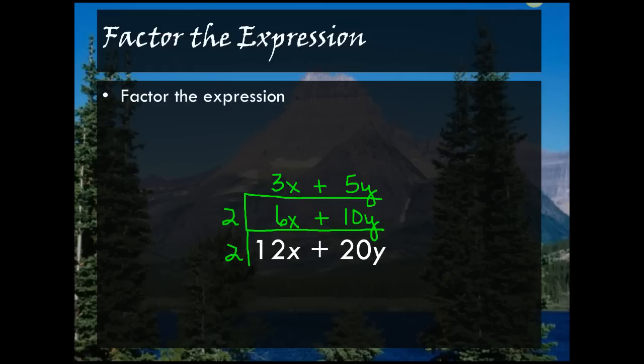In order to find the GCF, we will need to multiply the factors we removed. 2 times 2 is 4. That gives us 4 times the quantity 3x plus 5y. As you can see, we get the same result.